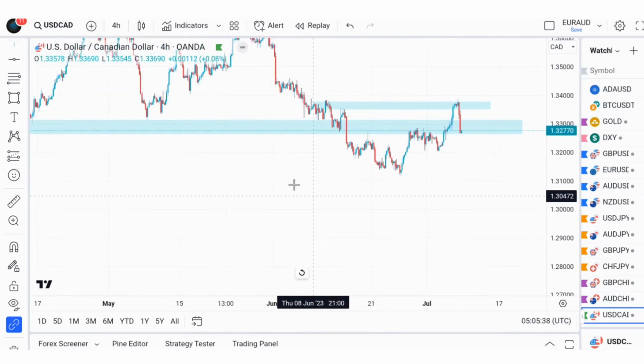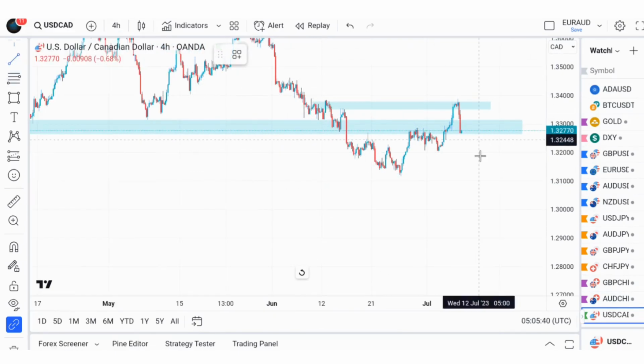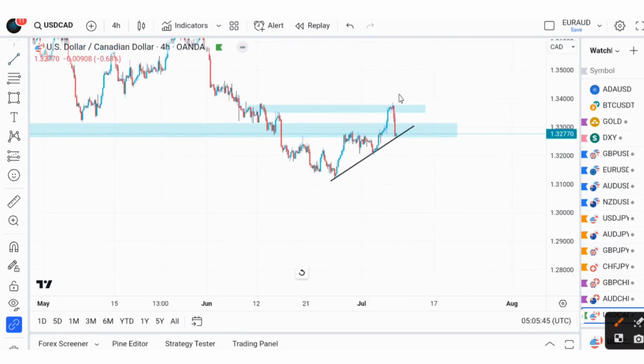And then before you can anticipate that, if we see a break of this trend line, then we should be looking for more move to the downside. But if we see a rejection here, and then maybe another bullish daily candle close, we should be looking at the move to the upside. So that is what I'm looking at.